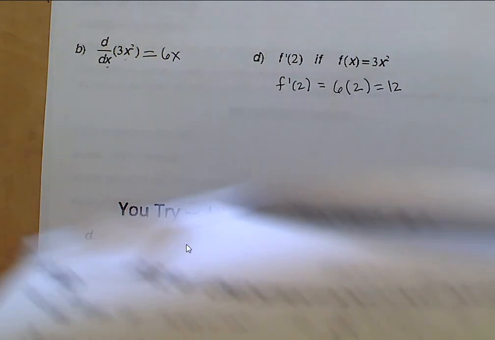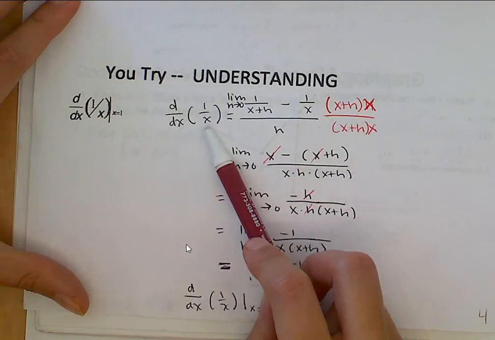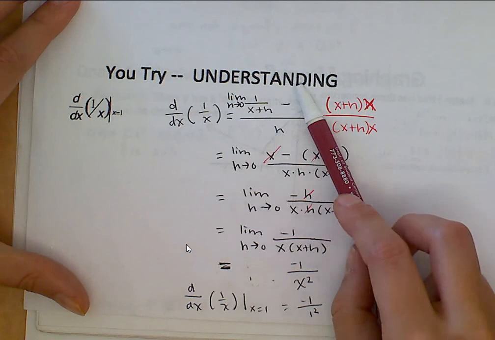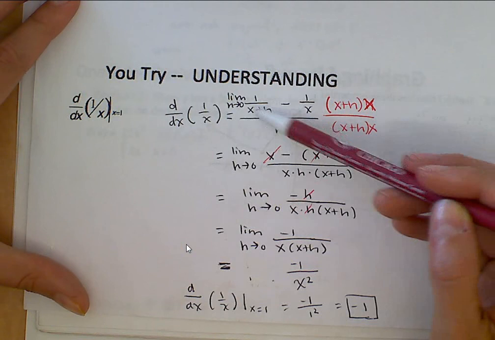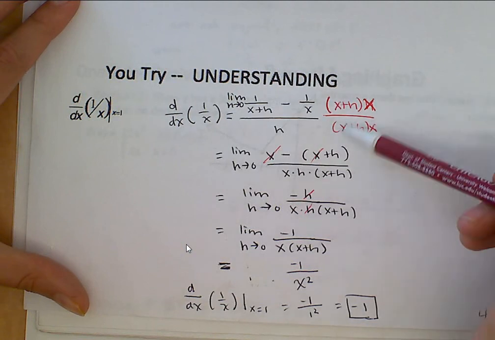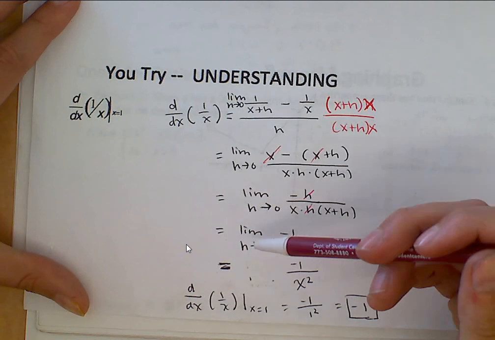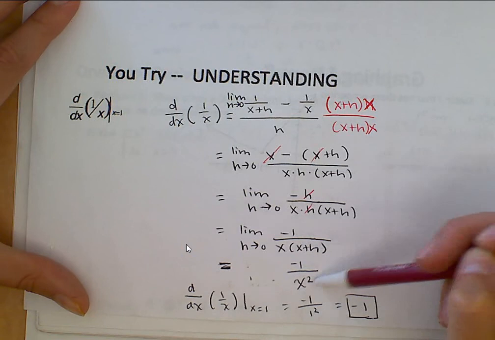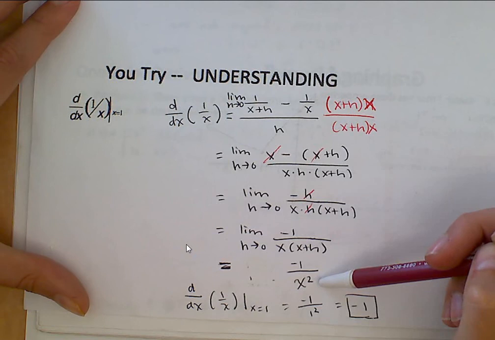Okay, here's my work. I found the derivative of 1 over x by using the normal limit definition. So I took the limit as h approaches 0 of 1 over x plus h minus 1 over x, all over h. And I did a bunch of algebra to cancel out the h's. I determined that my derivative function was negative 1 over x squared. So you should have got negative 1 over x squared. If you did not, go back and find your mistake.